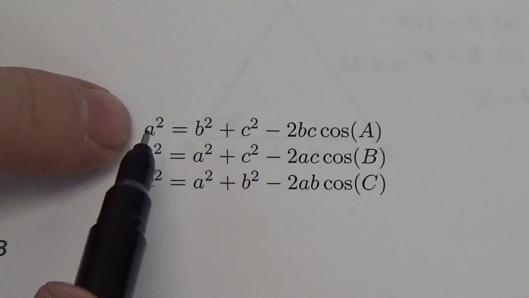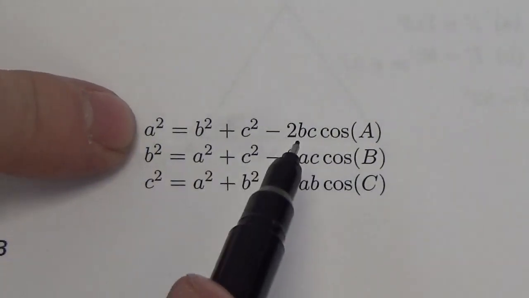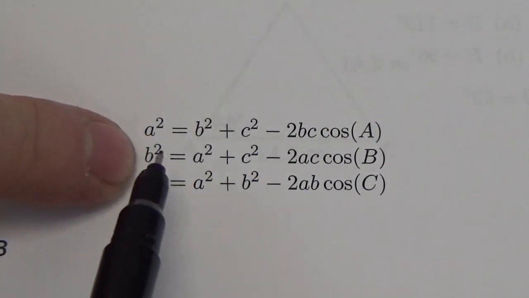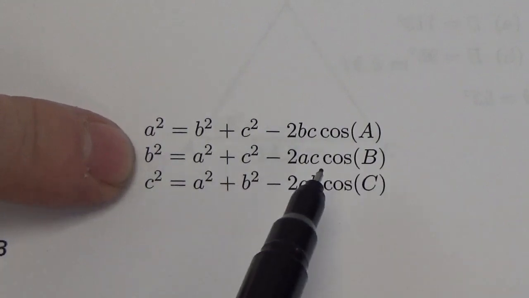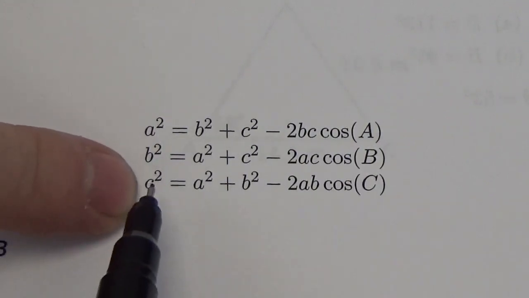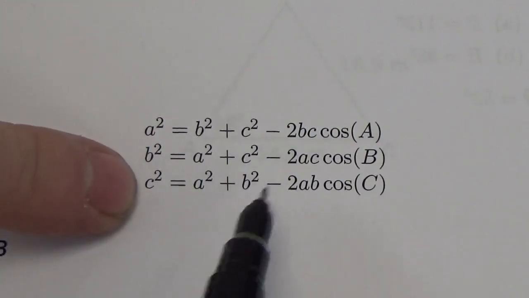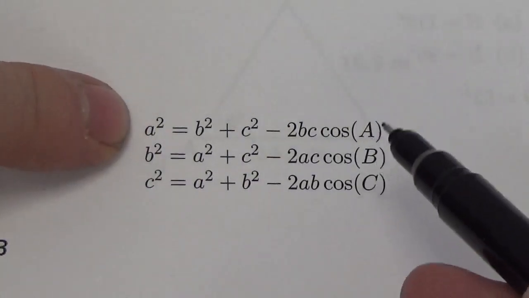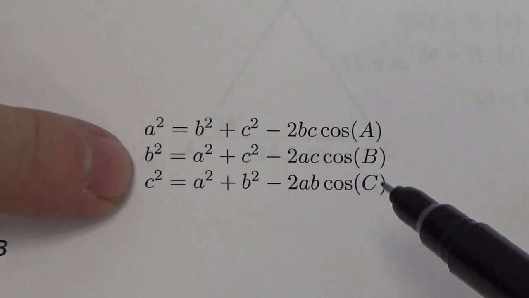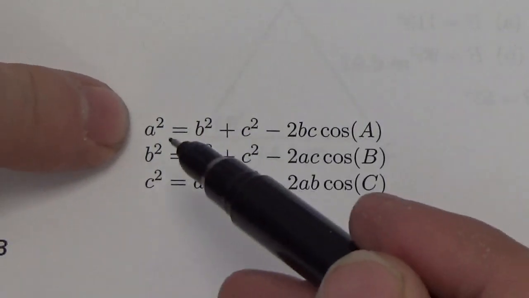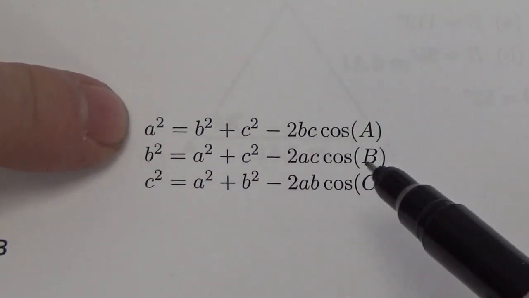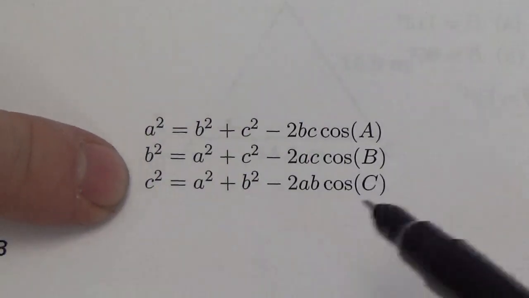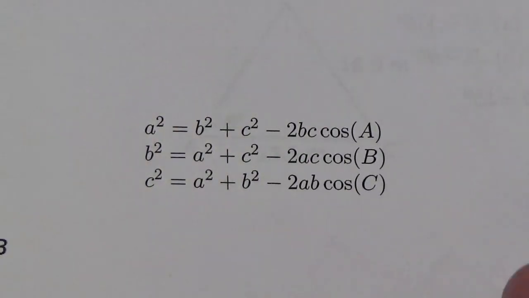So if I'm looking for side A, I'm going to use B and C in these two spots. If I'm looking for side B, I'm going to use A and C in these two spots. If I'm looking for side C, I'm going to use A and B in these spots. And then whatever side you're looking for, you're going to end this with the cosine of the angle that's on the other side. So looking for little a, I use the cosine of angle A. Little b, cosine of angle B. Little c, cosine of angle C. And that's the cosine law.